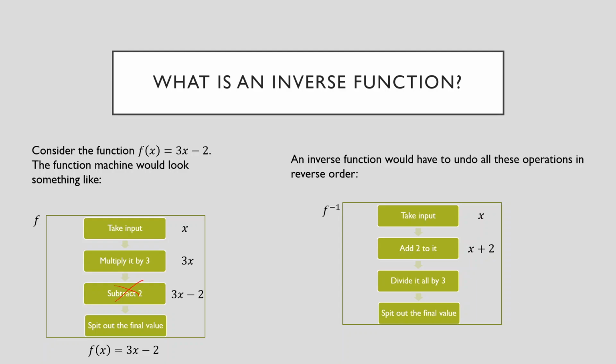Now we have to undo the multiplication by 3, which for us means to divide it by 3. Divide all of this stuff here by 3. Okay, that gives us this. So we've undone this step. And now that we've undone all the steps in our original function, this quantity here is the final value for our inverse.